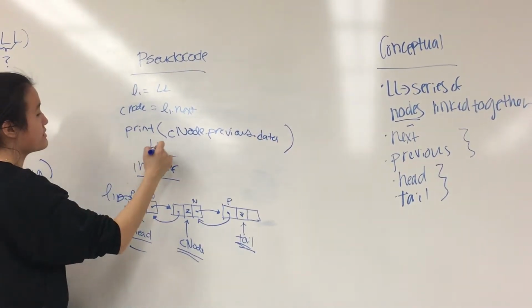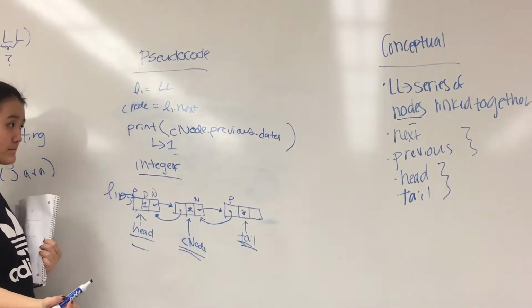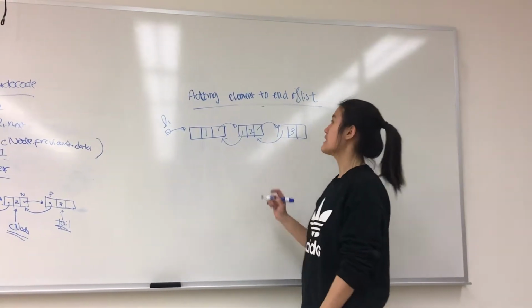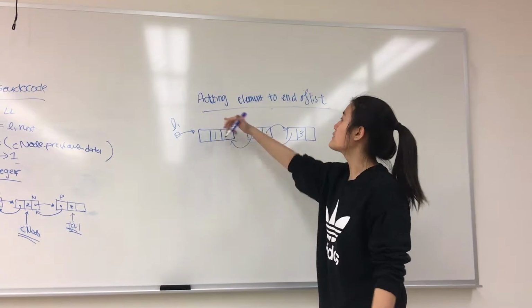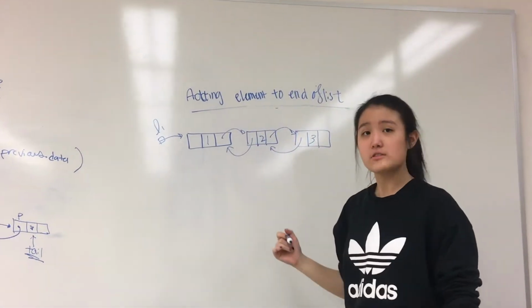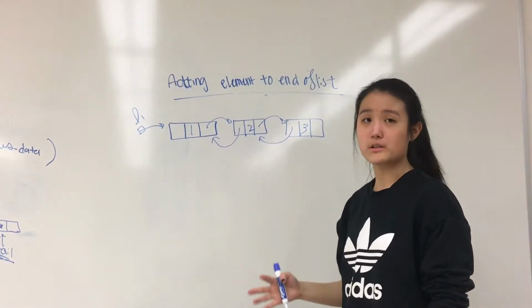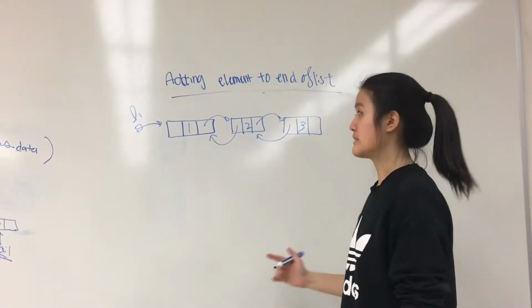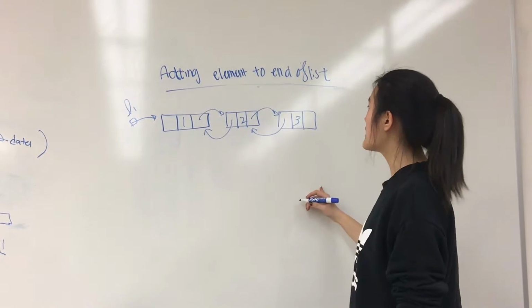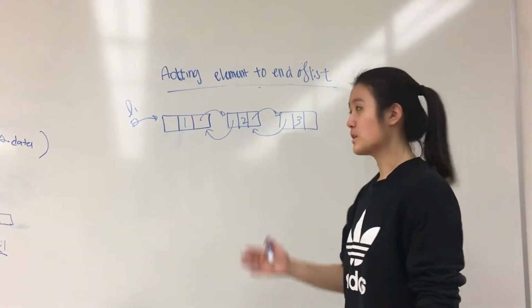And this would print 1. Awesome. So now we're going to be talking about how to add elements to the end of the list. And I'm going to do this pseudocode / drawing wise to show you what's happening behind the scenes. And let's say you wanted to add the data 4 to here.